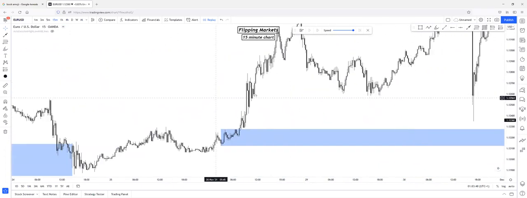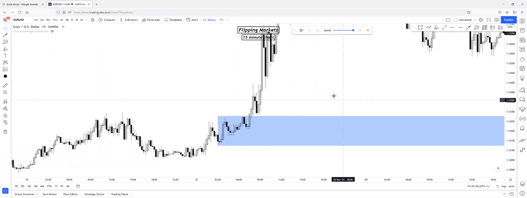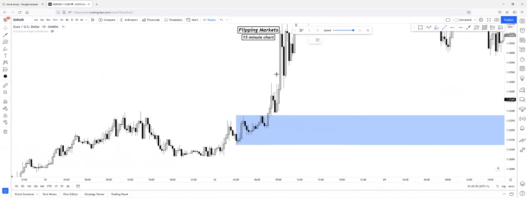Let's find that zone. As you can see, this is that 4-hour zone. And inside of this 4-hour zone, you will have two different demand zones. The first one is up here. As you can see, this created an inefficient push to the upside, break of structure and liquidity sweep. So we have this first 15-minute POI inside of the 4-hour.